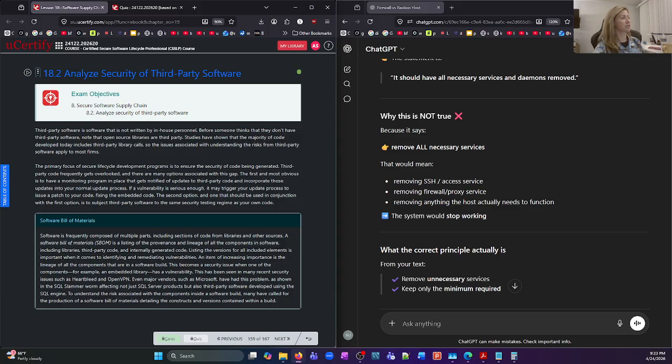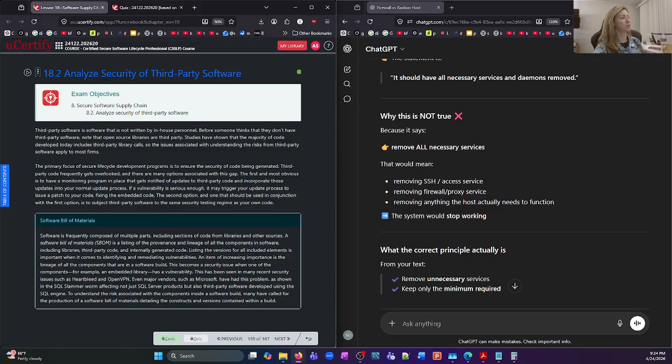The primary focus of secure lifecycle development programs is to ensure the security of code being generated. Third-party code frequently gets overlooked, and there are many options associated with this gap. The first and most obvious is to have a monitoring program in place that gets notified of updates to third-party code and incorporate those updates into your normal update process. If a vulnerability is serious enough, it may trigger your update process to issue a patch to your code.